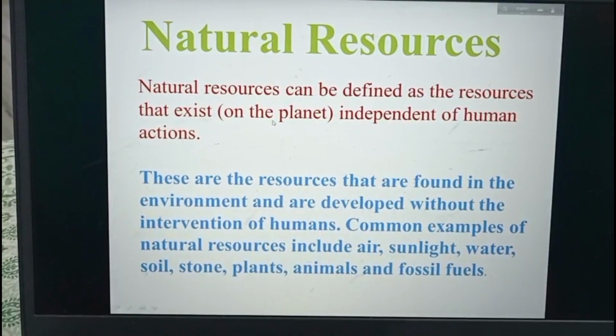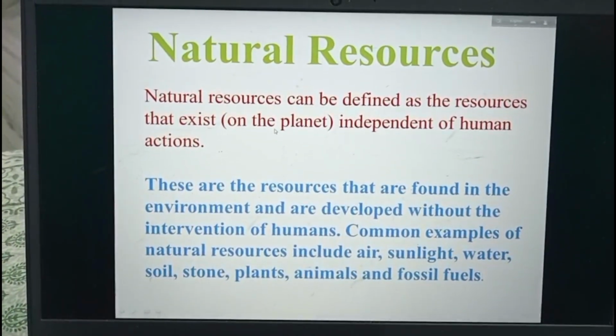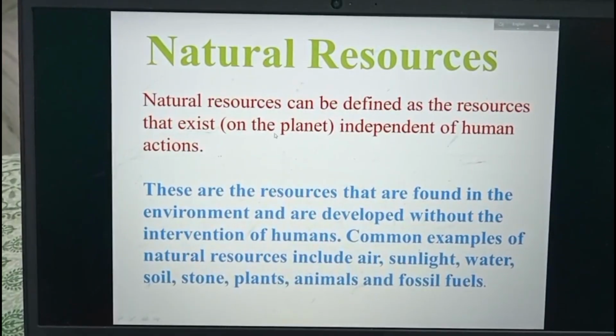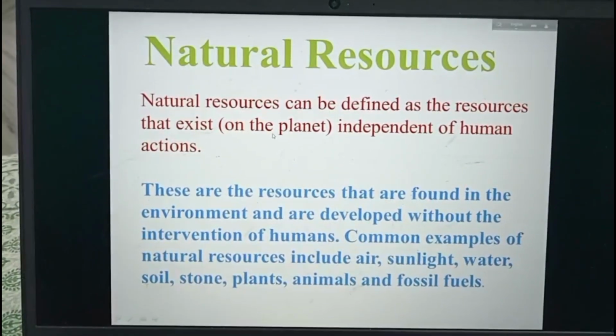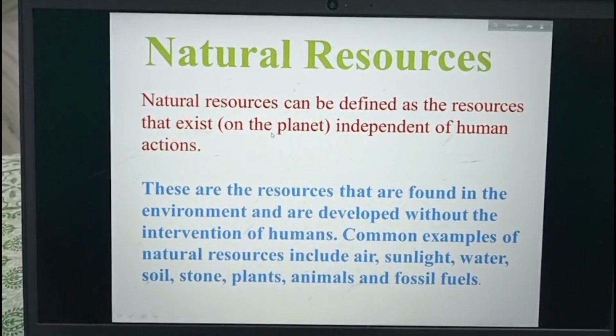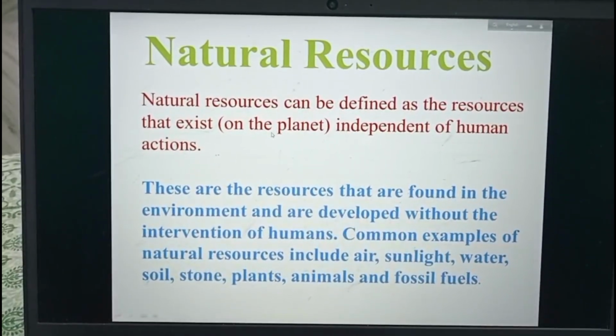I'm the social science teacher, and today we are going to learn a new chapter which is from class 8, and the chapter name is The Resources. Now we are going to learn about the natural resources. What is called natural resource? Natural resources can be defined as the resources that exist on the planet independent of human action.